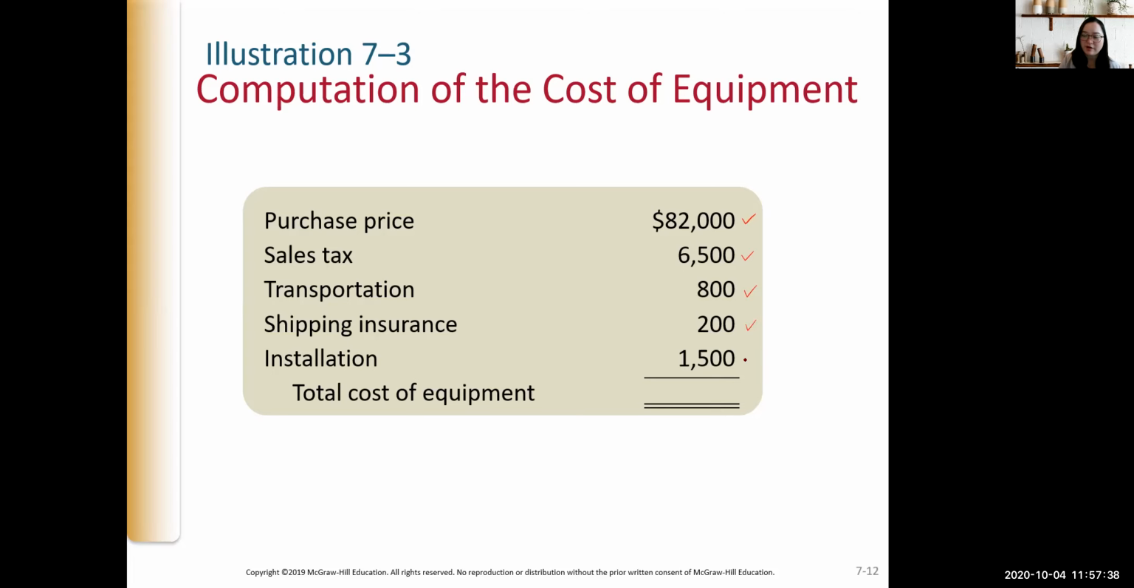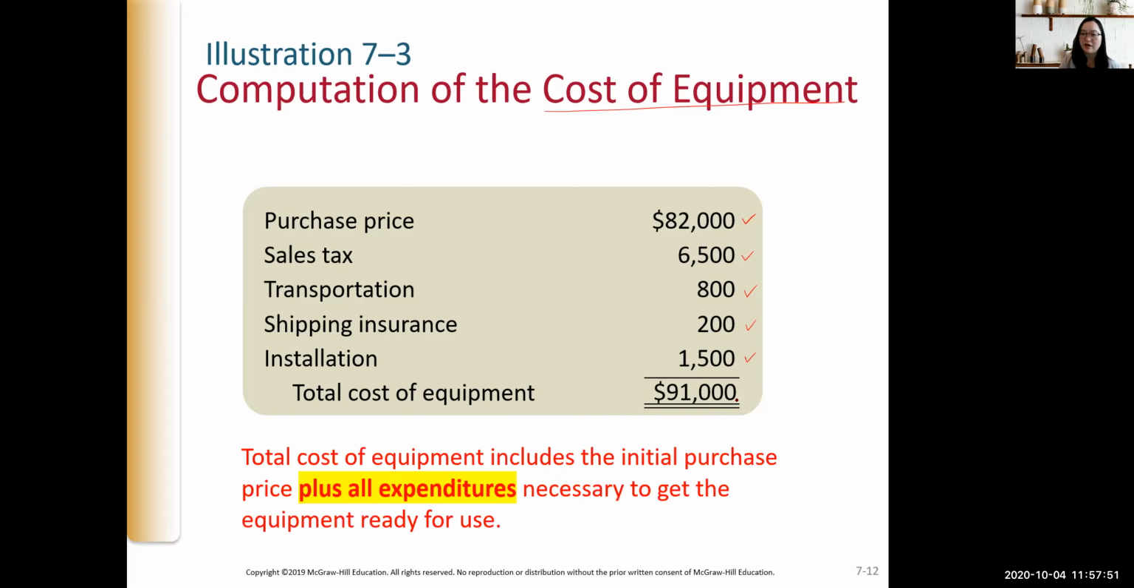And then when you get there, you want to install it, and it's a complicated process, hence the installation fee is still a part of the cost of equipment. And then in the end, on the books, you record 91,000, including all these things. Okay, these are the fees used to set up the equipment for your intended purpose, and this is the purchase price.